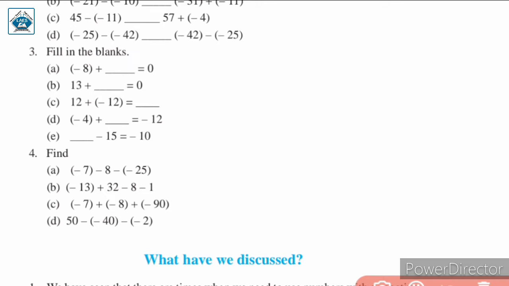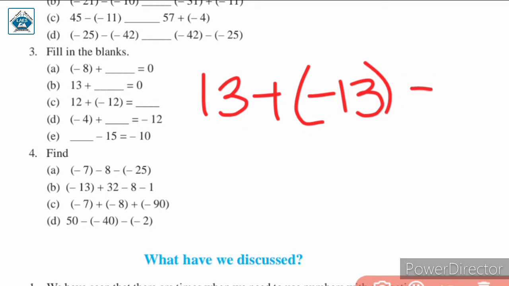Next, for second sub question, that is B, we have 13 plus dash is equal to 0. So यहाँ पे 13 के साथ ऐसा क्या ऐड करेंगे? So if we add minus 13 to 13 then we will get 0. So in this blank space we will write minus 13. 13 plus minus 13 we get 0 because the additive inverse of 13 is minus 13. So here we will write minus 13.